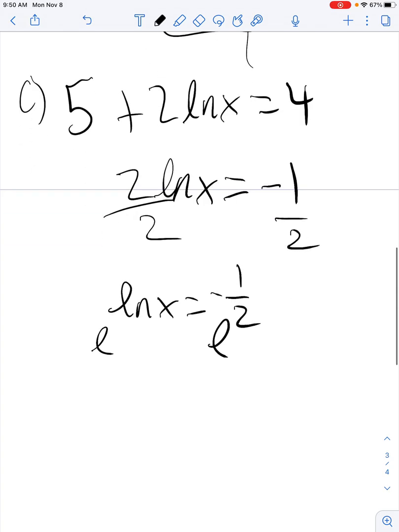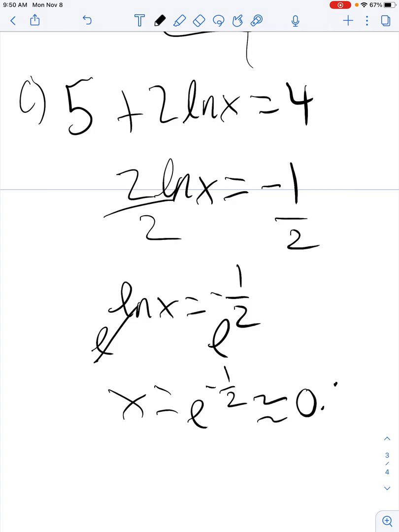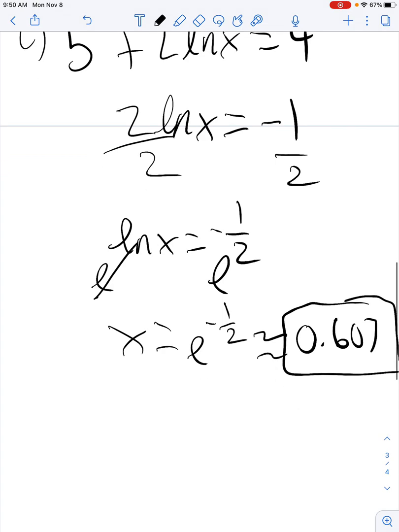And now again, to undo my natural log, I'm going to raise it to the power of e. So it cancels out. So x equals e to the negative 1/2. And when you type that into your calculator, you get 0.607. X is 0.607.